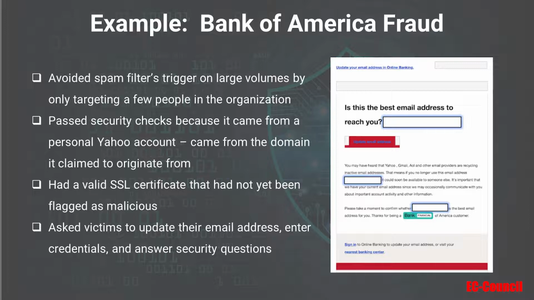This is a recent attack specifically against Bank of America customers. It was able to avoid a company's spam filter, which will trigger on a large volume of email from the same sender, because it was only targeted to a few people within the organization. It passed through security checks that verify the sender because it came from the domain it claimed as its origin, a personal Yahoo account. The email had a valid SSL certificate that had not yet been flagged as malicious. Although it was flagged quickly, it wasn't caught before it could do its dirty work.